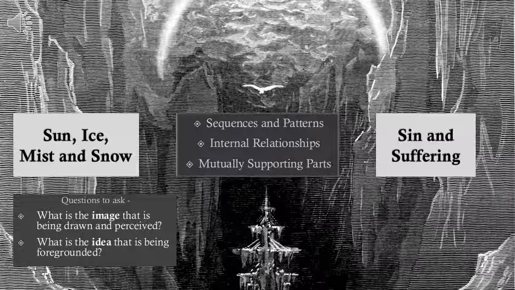So this is the image that is going to direct my analysis today. I will be exploring how sun, ice, mist and snow, these elements of nature, are being presented in the poem to convey the themes of sin and suffering. And there are patterns to how these motifs are mentioned. There are sequences and patterns, there are also internal relationships between these elements, and they mutually support each other.